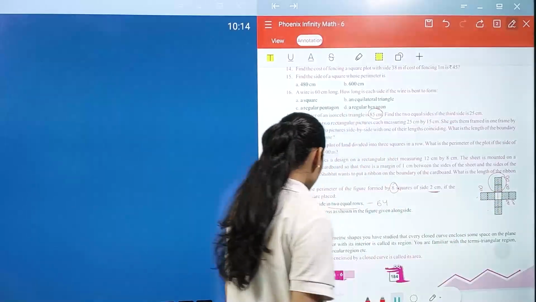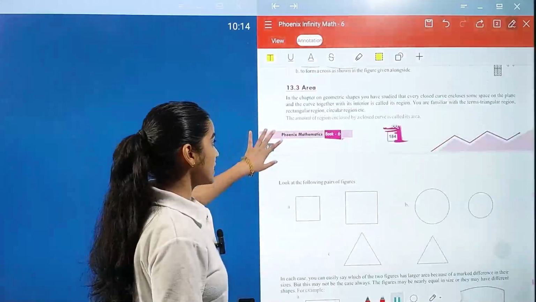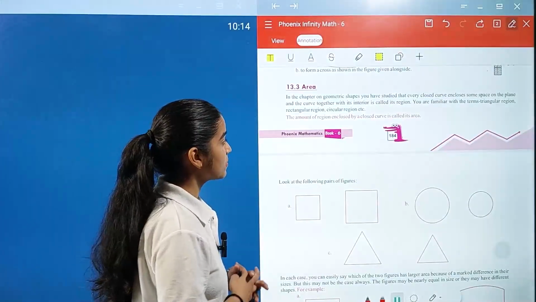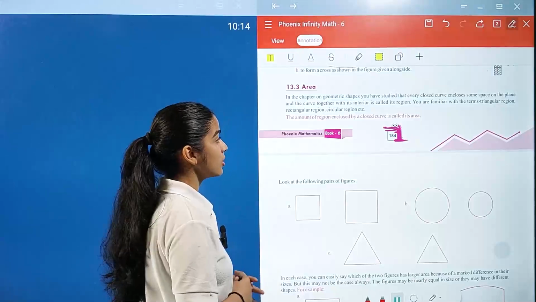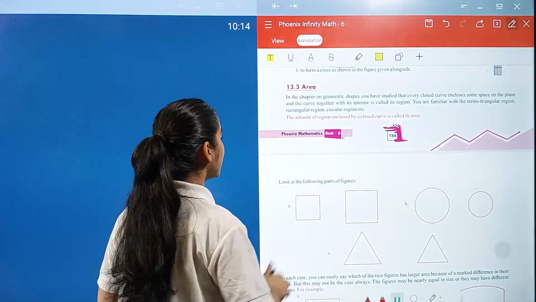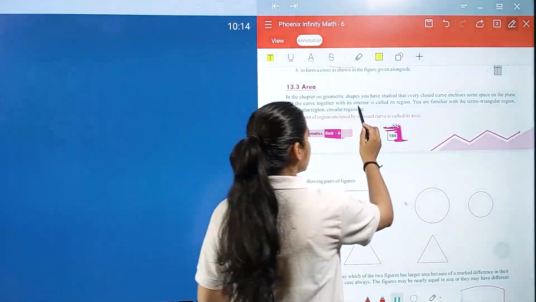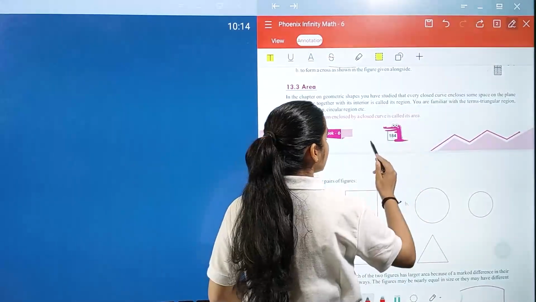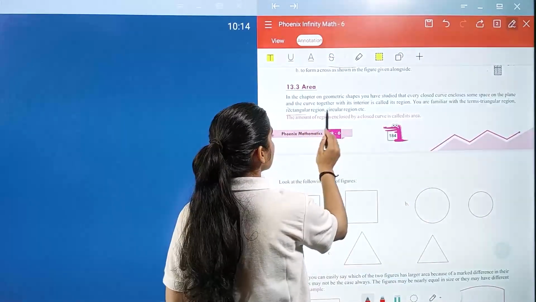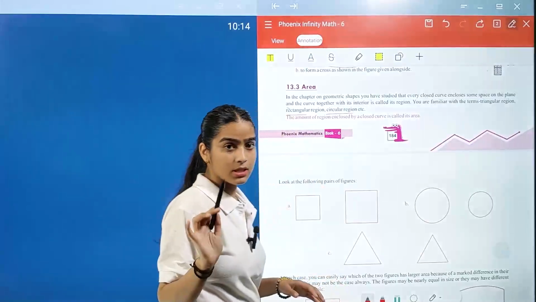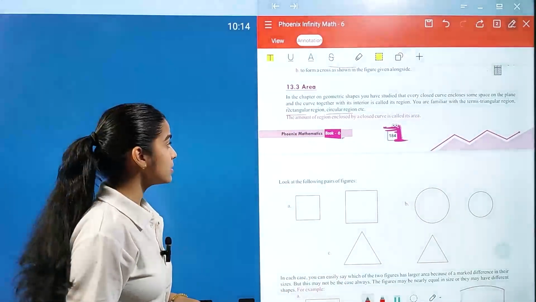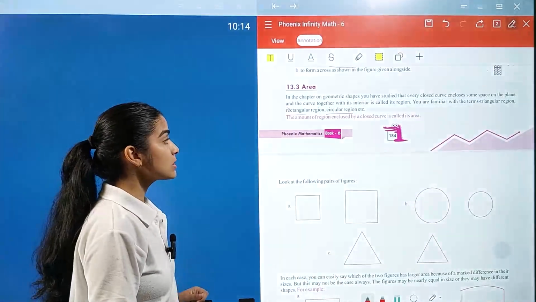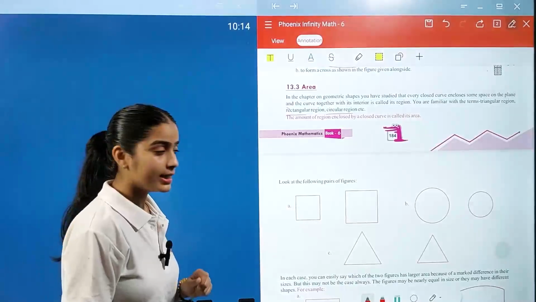Okay. Now we move forward to our next concept, which is area. In this chapter on geometric shapes, you have studied that every closed curve encloses some space on the plane, and the curve together with its interior is called its region. So you are familiar with the terms triangular region, rectangular region and circular region. We learned these terms in our previous chapters. So the amount of region enclosed by a closed curve is called its area.